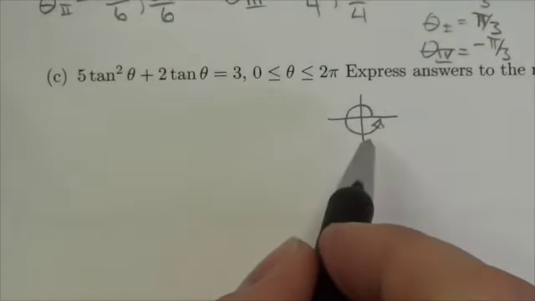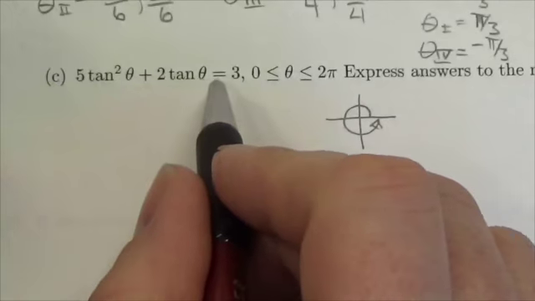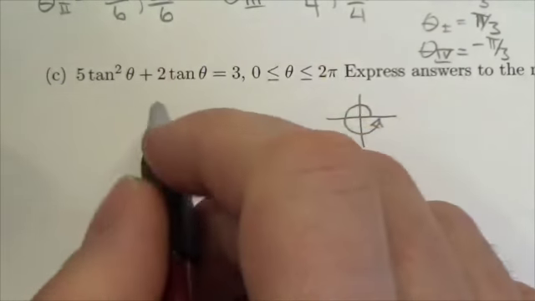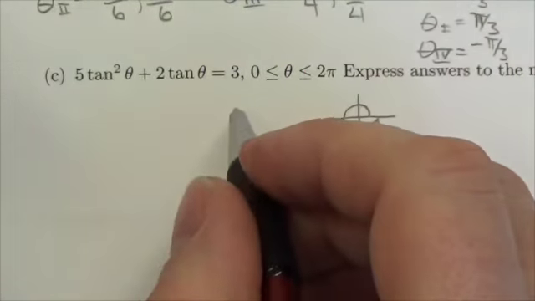Now let's go to the equation here. 5 tan squared plus 2 tan equals 3. There's two levels to this problem. There's the algebra, or the quadratic part of this, and then there's the trig part. For right now, let's deal with the algebra.